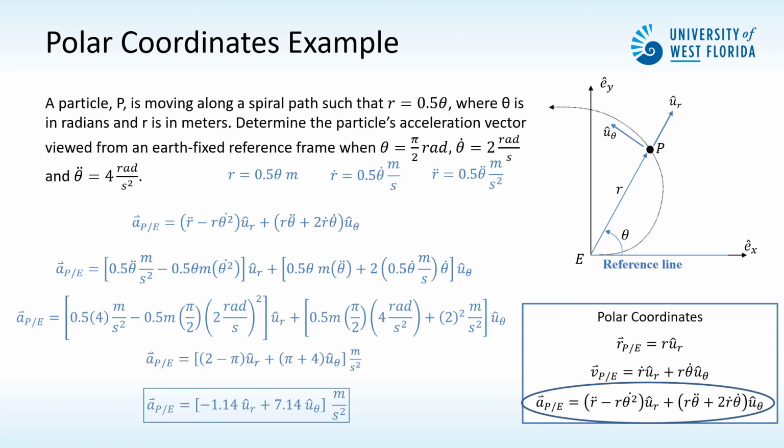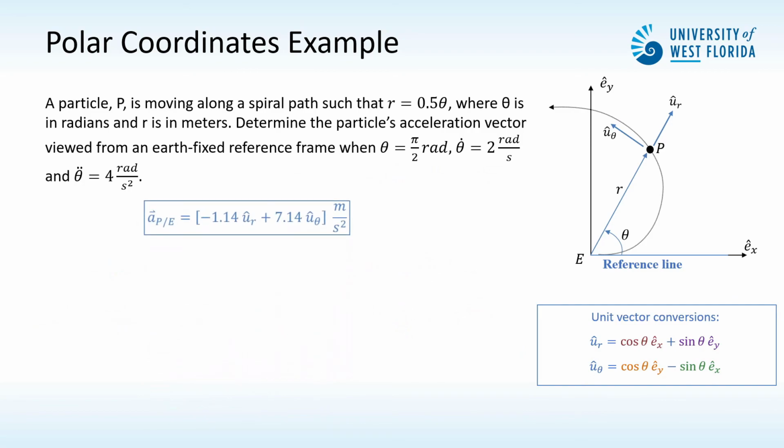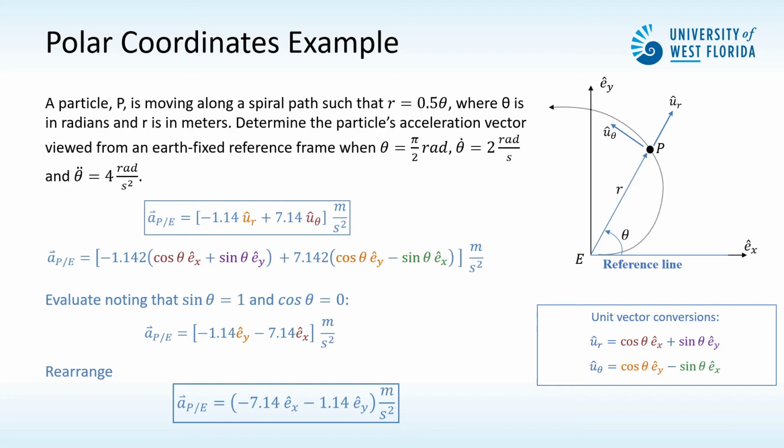You can leave your final answer in terms of the polar unit vectors, but if you want to convert to Cartesian unit vectors, you just use the same conversions as before. I will plug in the expressions for UR and U theta and evaluate, noting that sine theta is 1 and cosine theta is 0. Rearrange and we get the same answer as before, but it took much less time. So going forward, you can use the polar coordinates along with the expressions for velocity and acceleration that go with them.